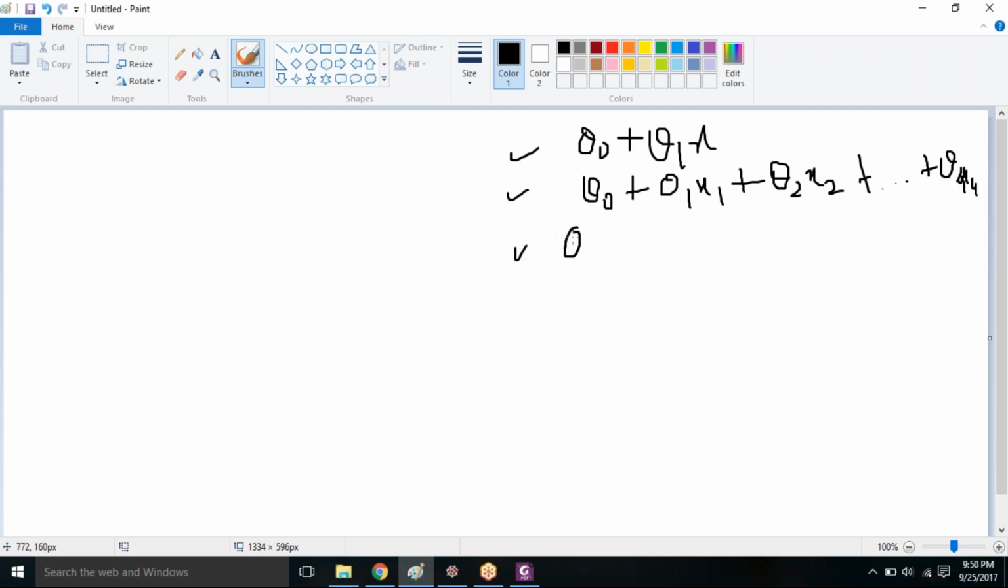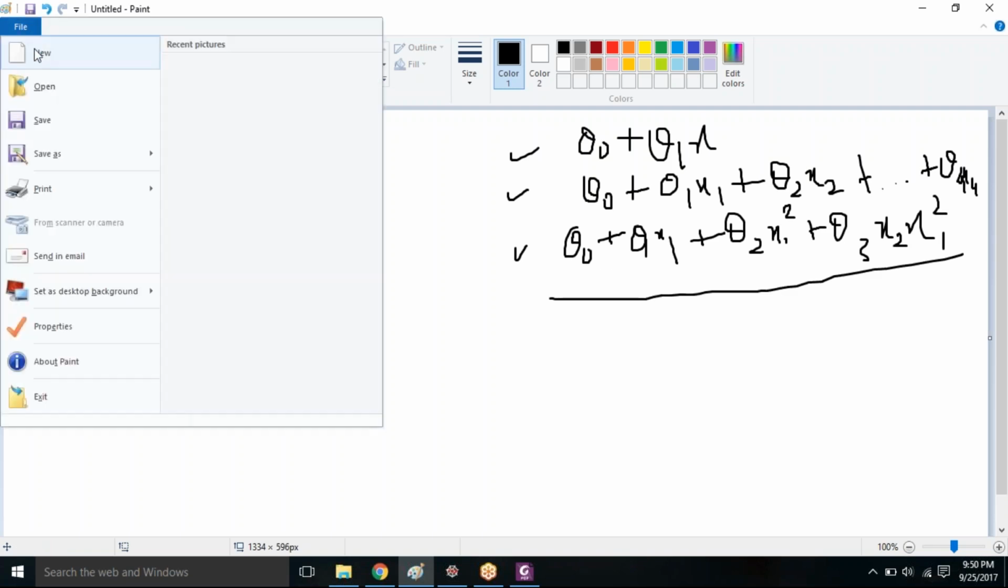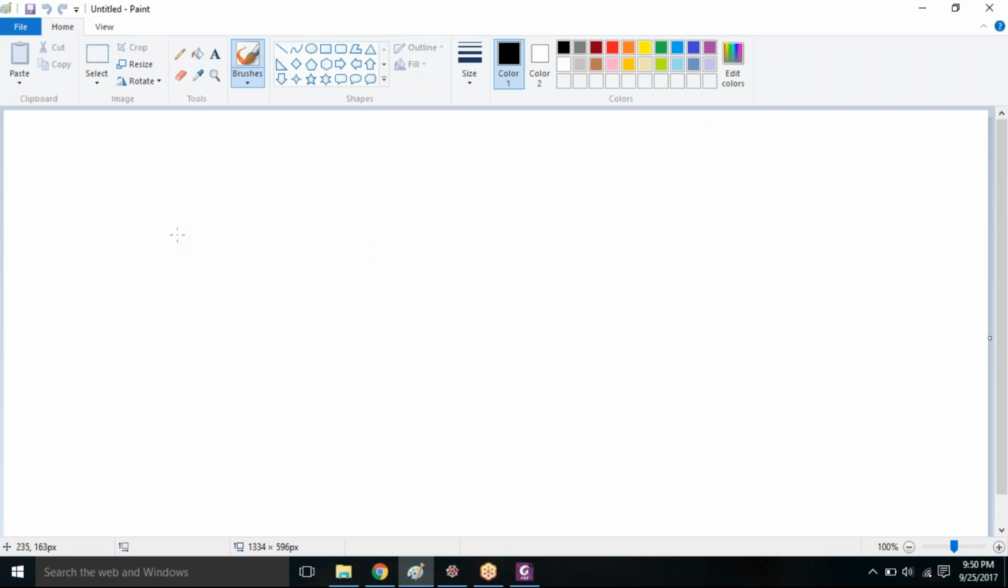Now polynomial regression is something different, which says you will have maybe x1, then with theta 2 you will have x1 square, maybe with theta 3 you can have x1 cube, or x2 square. Anything can happen, any terms you can use. So these are the other features.